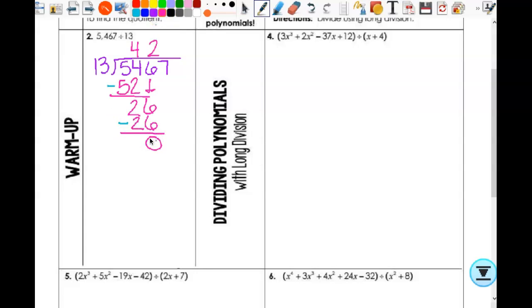Does that mean that my answer is 42? No, it does not, because I have not brought 7 down yet, and I haven't filled in all my slots. That's why it's important that you put them in the right places so that you don't do something weird like that, because that's where some weird things happen sometimes. 13 goes into 7 how many times? 0 times. And then 0 times 13 is 0, so you're left with 7. So your answer then, in the end, is 420 and 7 over 13.